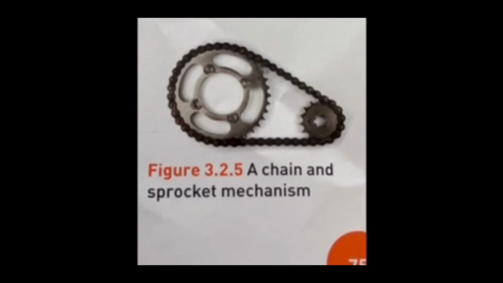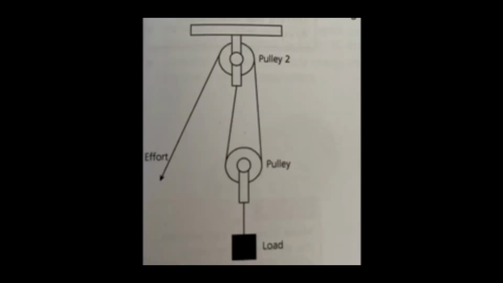Whereas with a chain and sprocket, you could just use a chain that was 5 meters long and still have only 2 gears or 2 sprockets needed. Pulleys are commonly used to lift heavy objects by reducing the effort. A pulley with mechanical advantage of 2 can be used to halve the force.